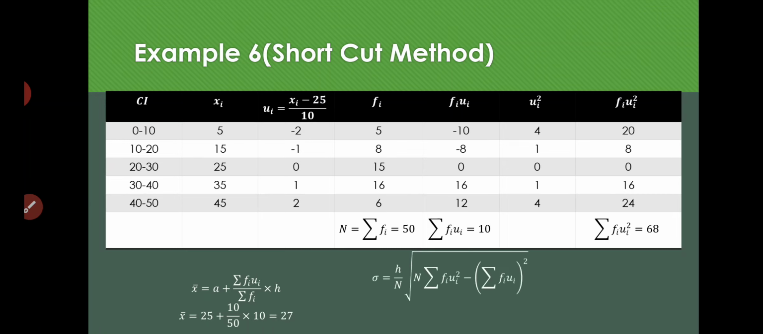For the standard deviation, it will be h by capital N, under root capital N into summation of fi ui square minus summation of fi ui whole square. And you already have all the values at hand. Put the values, calculate, the value becomes 11.49. So maybe you require a calculator here just to calculate the square root. That's the only place you require it.